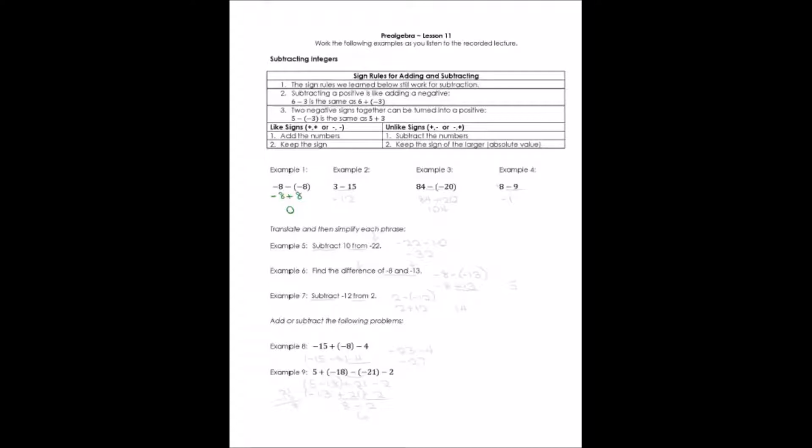Example 2, 3 minus 15. I have to subtract. I really have to say 15 minus 3 and come up with the answer 12. Then I look, what's my sign going to be? Well, the larger absolute value one was negative, so this is a negative 12. I keep the sign of the larger.